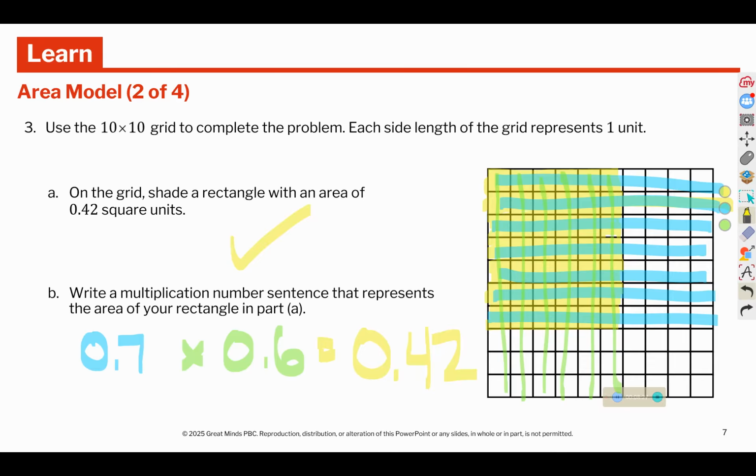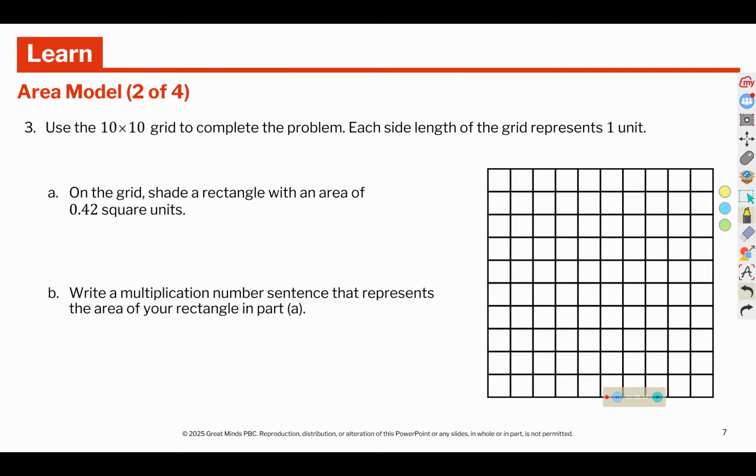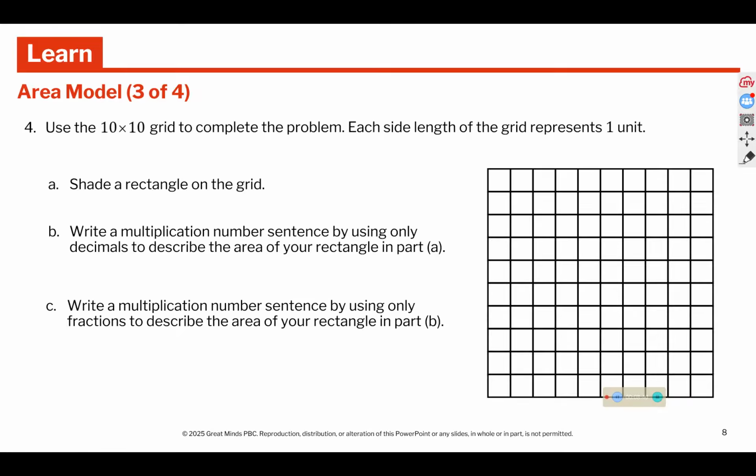Remember, we needed to create the rectangle. So we looked at how many rows and how many columns to get 42 out of 100. Use the 10 by 10 grid. Shade a rectangle on the grid.